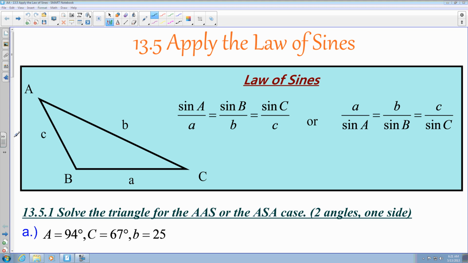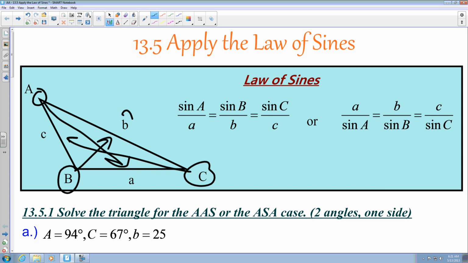The law of sines is if you have a triangle like we have represented here with angles A, B, and C in capital letters, and you notice that the opposite side is its lowercase. So I have my A here, and the opposite is small case a, B here, and then C here. Okay.